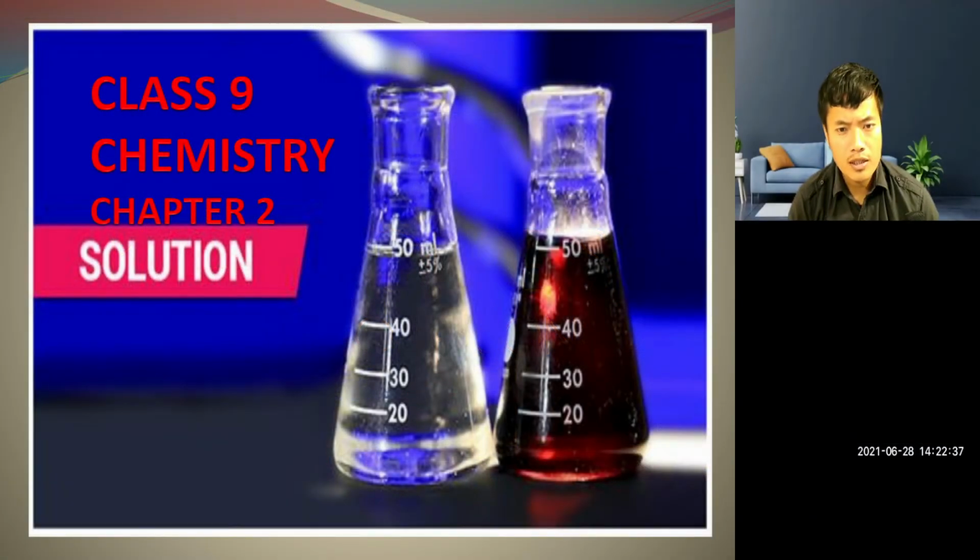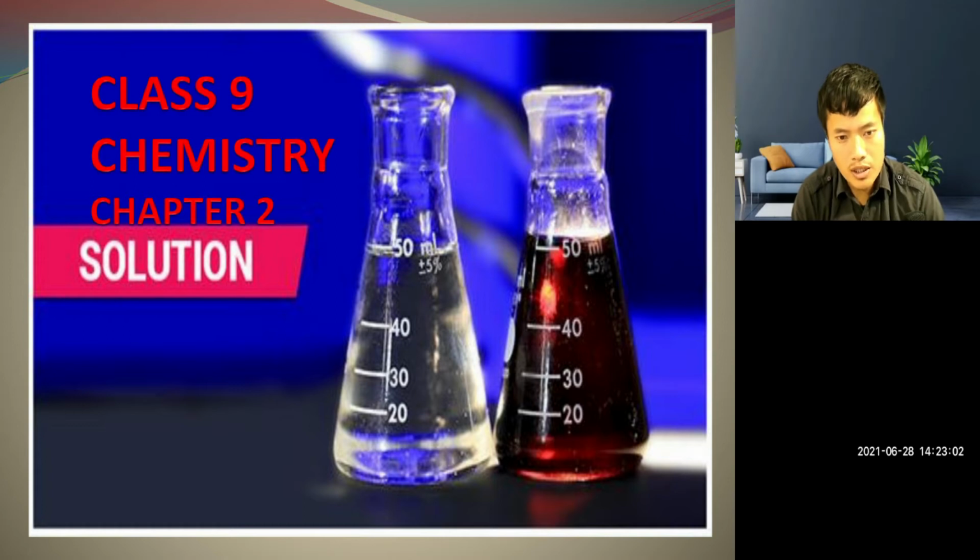In the previous class, we have already talked about pure substances and mixtures. We know that pure substances are substances which are made up of only one particle, and mixtures are those substances made of two or more matter. We also know that there are two types of mixtures. They are homogeneous and heterogeneous mixtures.